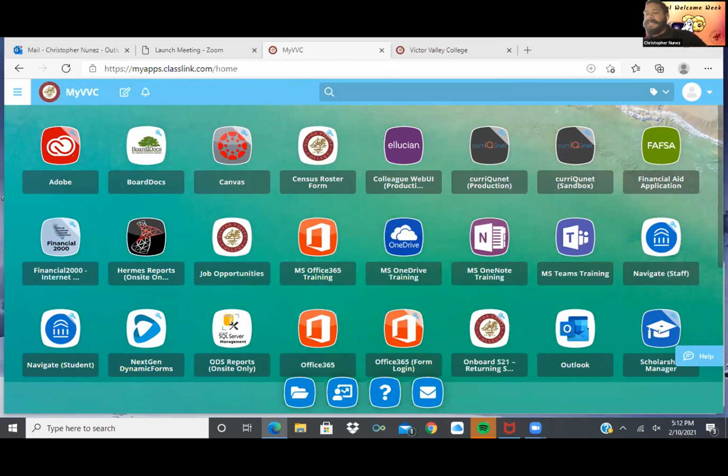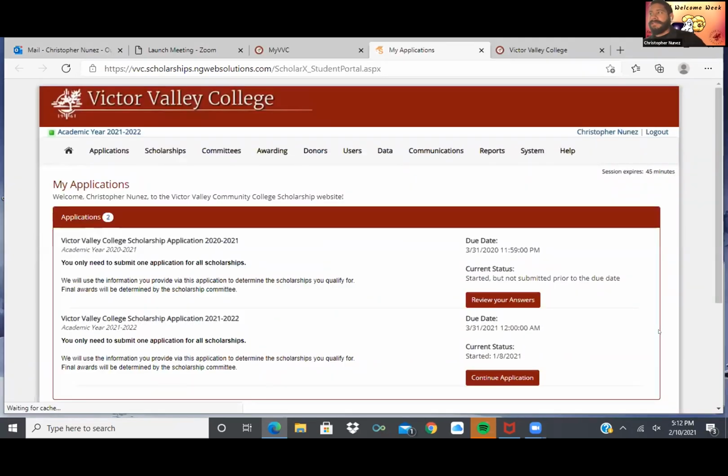You will notice that there are two Scholarship Manager icons on your desktop. One says Scholarship Manager, the other says Scholarship Manager, and then Community in parentheses. That is not for students. That is specifically for folks out in the community who help us to review scholarship applications. So again, the scholarship application is just plain old Scholarship Manager.